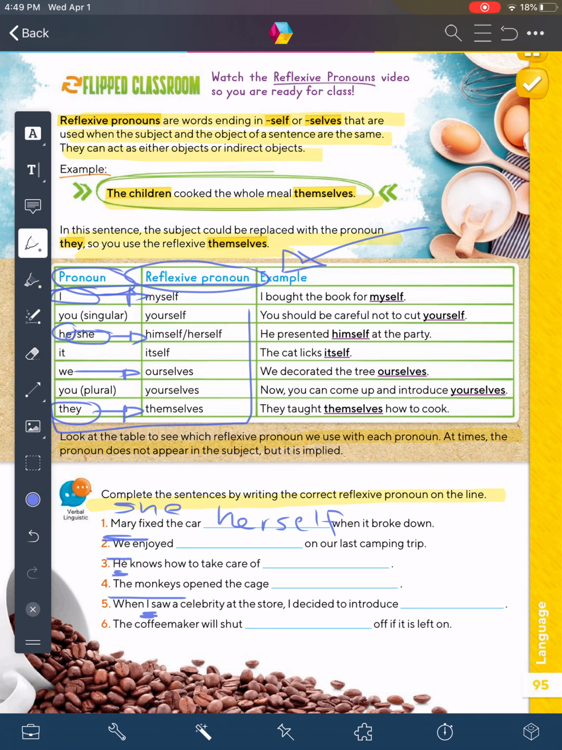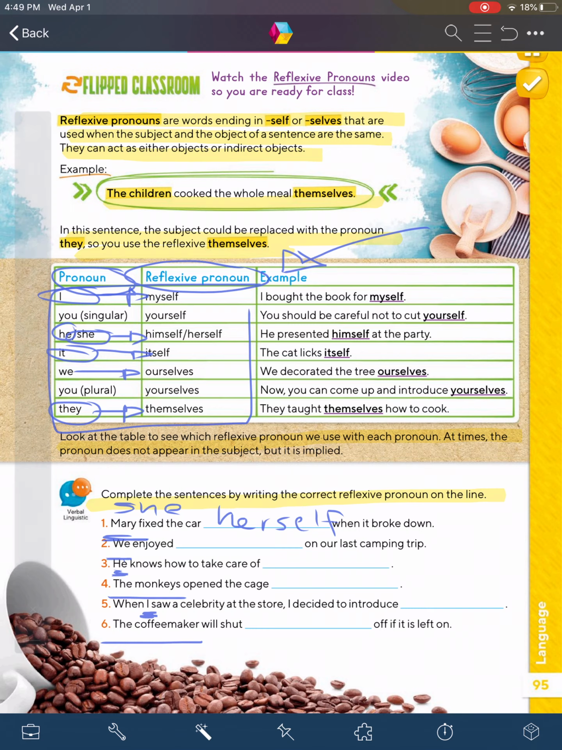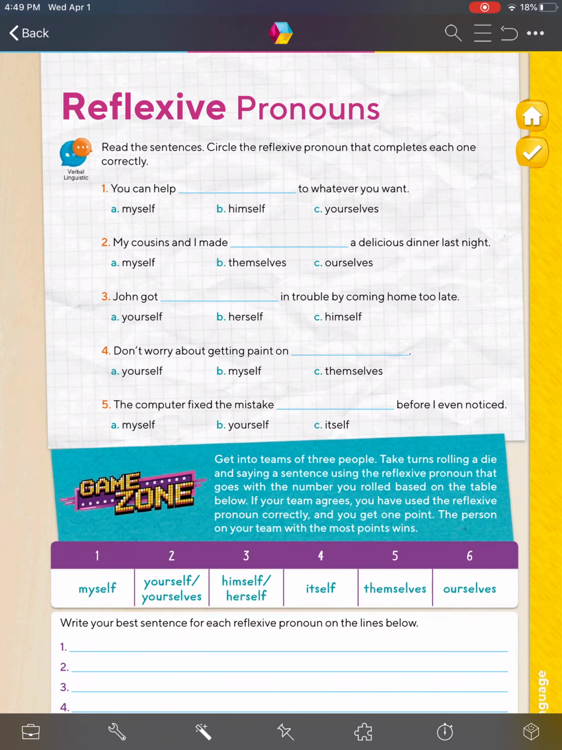And last but not least, number 6. The coffee maker will shut off if it is left on. So the coffee maker is the subject. What pronoun should I use instead of the coffee maker? We're talking about an object, so it should be it. And what is the reflexive pronoun? There you have it. Okay? Now, as soon as you finish with this work, let's continue on page 96.